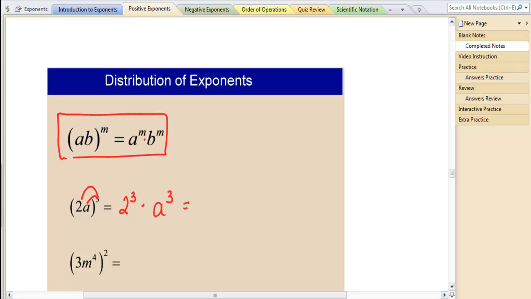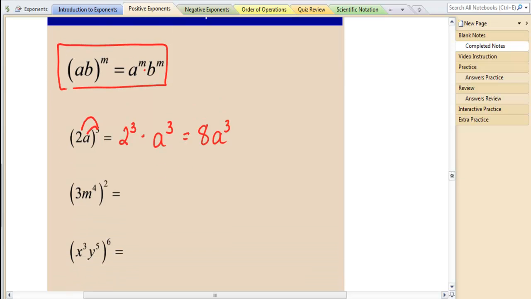We're going to simplify this all the way out. 2 to the third power is 8. a to the third power is just a to the third power, and you don't need to put a multiplication sign between a constant and a variable. It's understood multiplication. So let's look at the next one. What do you think you would do?